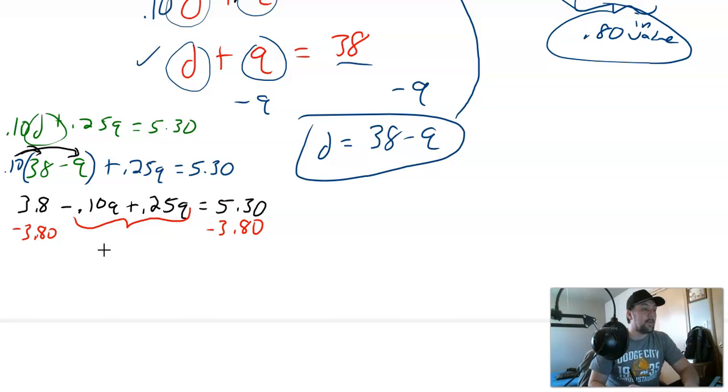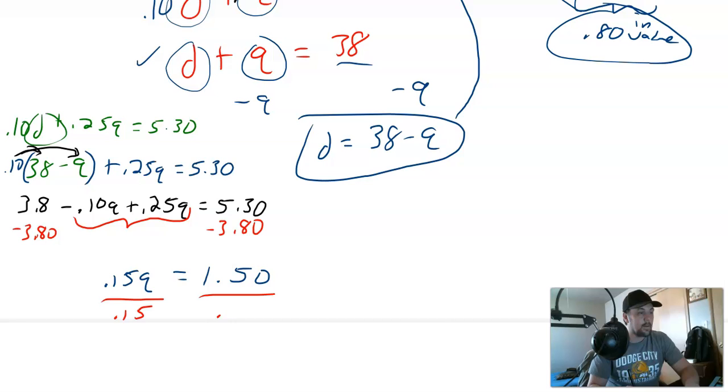So I'm going to end up with, combining these together, 0.15 Q. And when I subtract this over here, I'm going to get, how much is that going to be? $1.50. It's going to be $1.50. And then we will subtract the 0.15 to the other side.